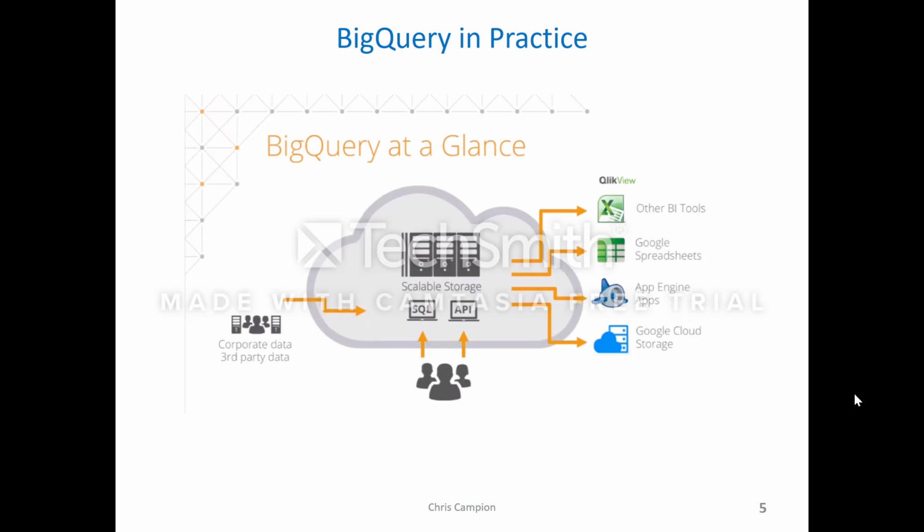So in practice for BigQuery, this is a typical workflow where you have your corporate data, third-party data, which feeds into the cloud, into the Google Cloud. And BigQuery is essentially able then to distribute it out to all of these other apps or tools. So again, you can either stream data into it, or you can bulk upload, and then you can feed it to end users.